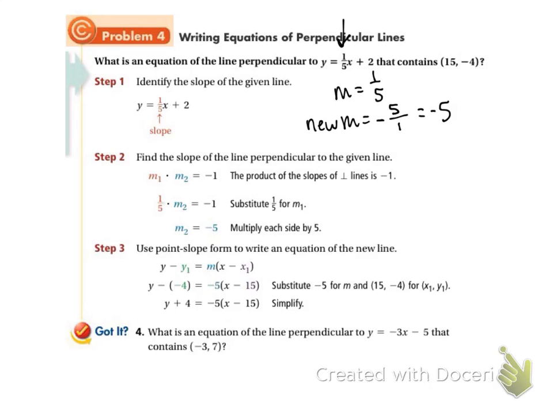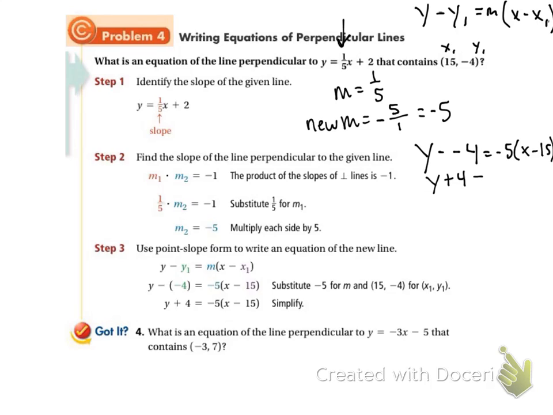And then I have my point. Remember, here's my general form. X1, y1. So then I'm going to plug in y minus -4 equals -5 times x minus 15. I'll make it look nicer by changing that to be a plus sign. Y plus 4 equals -5 times x minus 15.